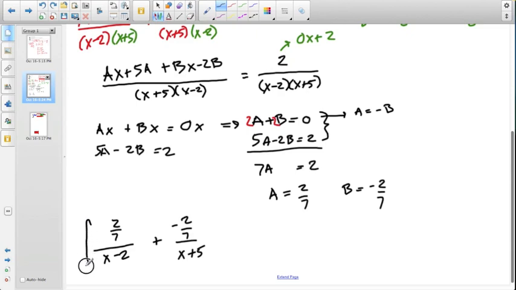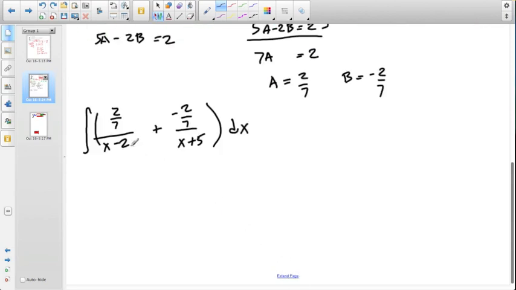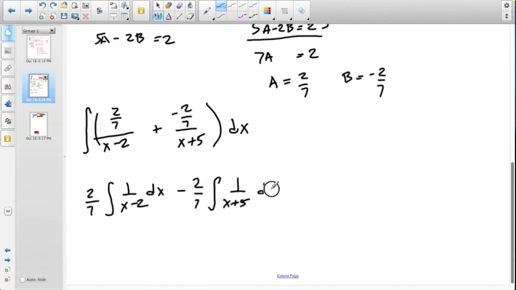So we can go ahead then and integrate that with respect to x. So if we split each one of these into its own integral, and we pull out the constant in the numerator, the first integral looks like 2/7 times the integral of 1 over x minus 2 dx. This next one looks like minus 2/7 times the integral of 1 over x plus 5 dx. And when we integrate expressions that have just the single binomial term in the denominator, we know those are natural logs.